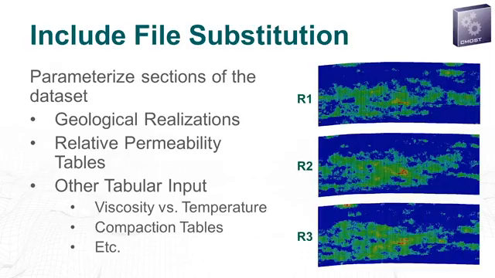One of the ways that we can get around this is through the use of include file substitution, where we take sections of the data set and we copy them into separate include files. This allows us to switch out entire sections of the data set so that we can adjust things such as geological realizations, where on the right-hand side we have 3 sets of probable distributions in our reservoir, relative permeability tables, as well as other tabular inputs such as viscosity versus temperature tables, compaction tables, or any others.